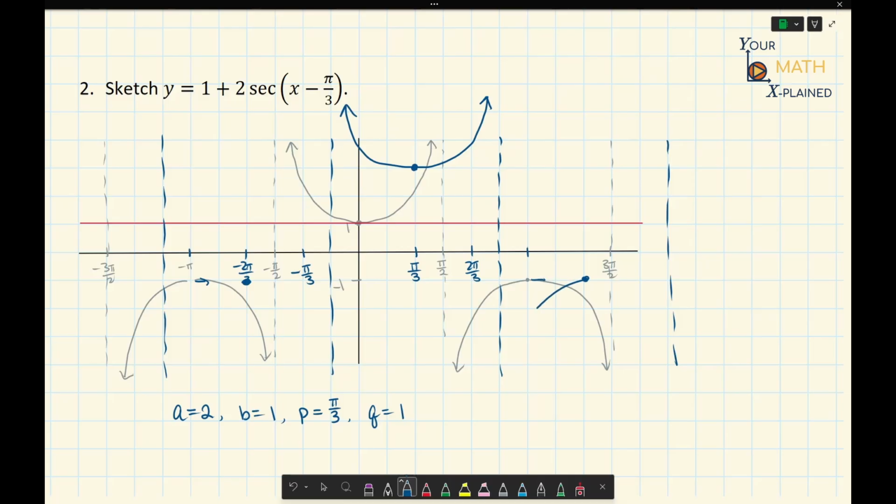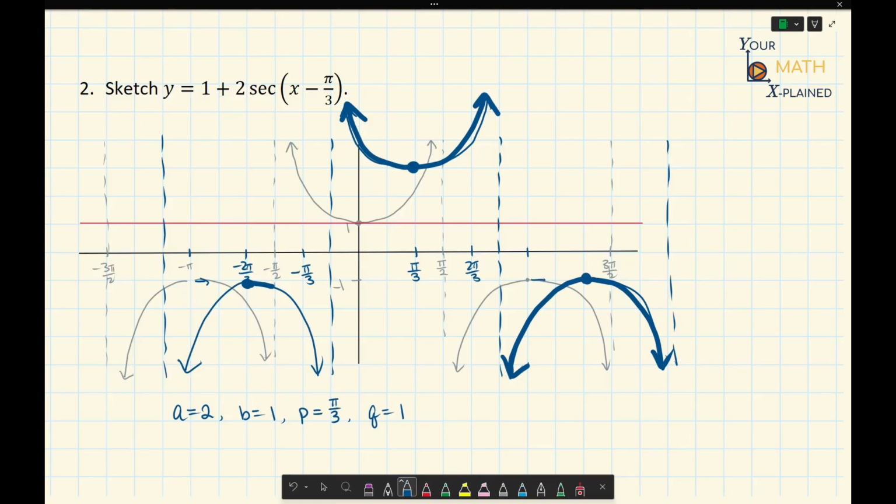So the blue graph is our transformed secant function. So I'm going to make the new transformed function a little bit thicker so that it stands out a little more. The gray graph we've drawn is the original secant function, and then this blue one is the one that we're working on for this particular example.